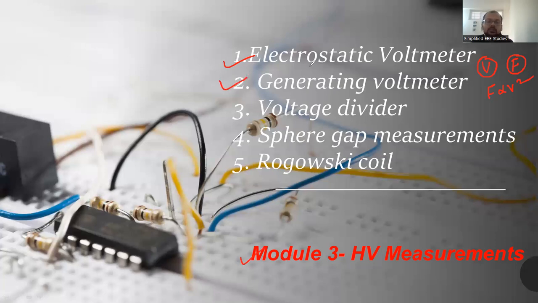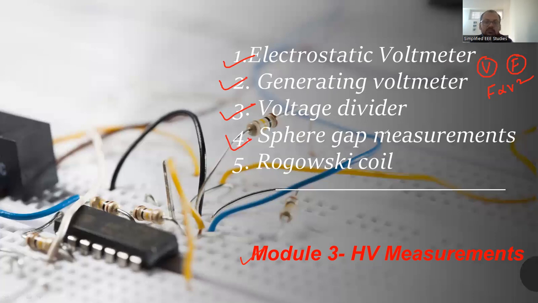Another important thing is the generating voltmeter. You will be getting one derivation, how to measure the RMS value of current. Also, you will be getting a numerical example. Then regarding the voltage divider: resistive voltage divider or resistive potential divider, then capacitive potential divider, mixed RC type potential divider. Mostly you will be getting theory type questions.